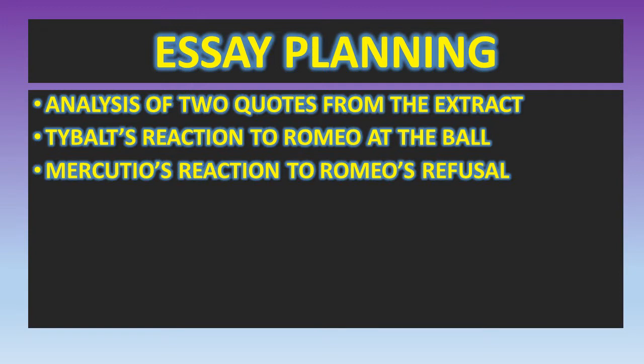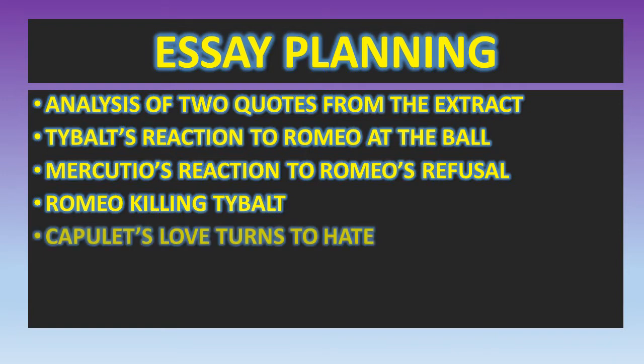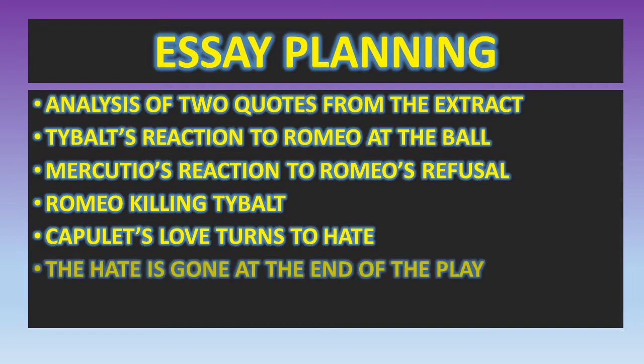So when Tybalt finally does challenge Romeo, Romeo refuses to fight, and there's hatred towards that decision, but also hatred towards Tybalt in that moment in the play. We're then going to think about Romeo acting on his hatred for Tybalt when Tybalt has killed Mercutio. He kills Tybalt. We're looking at Capulet and how his love for Juliet turns to hate when she refuses to marry Paris. And then we're going to end our essay by thinking about how that hate is gone at the end of the play and what we can take away from that.